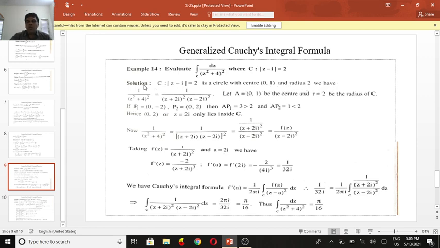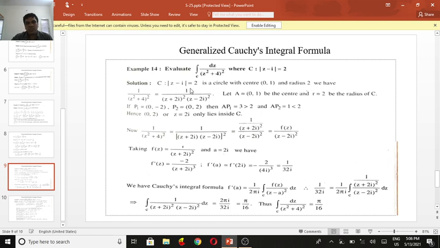We have 1 by z square plus 4 whole square. Instead of plus 4, we can write z square minus of minus 4. So minus 4 can be written as 2i into 2i, because i square is minus 1. So instead of z square plus 4, we can write z square minus of minus 4, and minus 4 can be written as 2i into 2i.